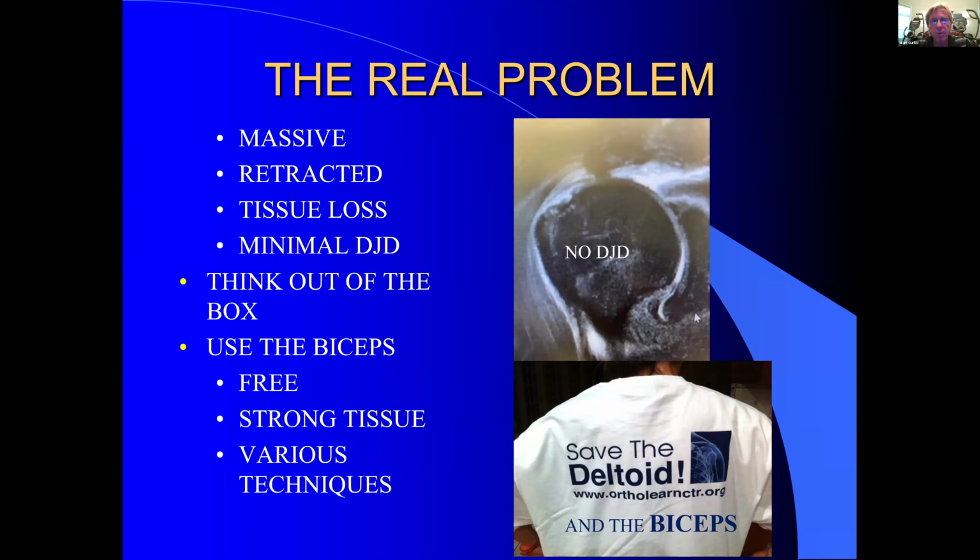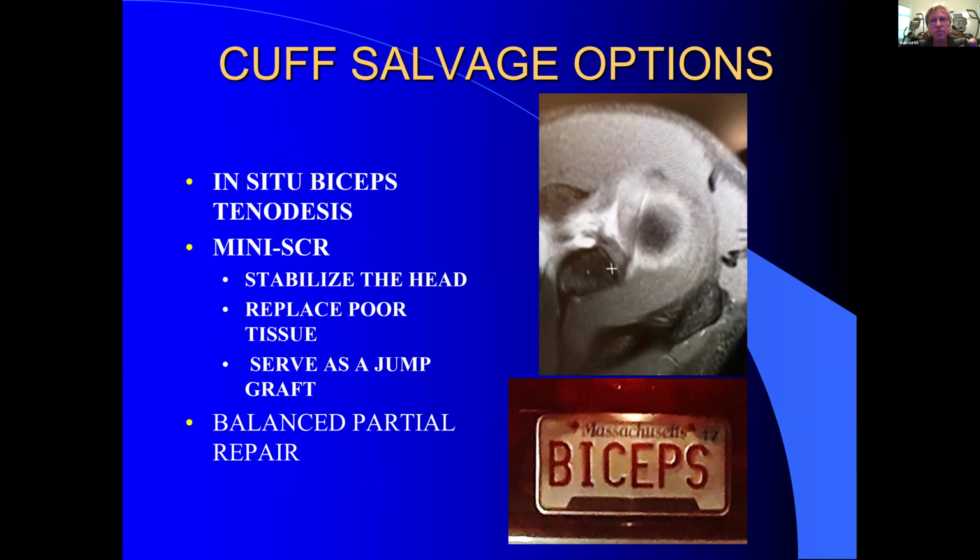So this is the real problem, and this will pick up the last few minutes here. Massive retracted tear, tissue loss, but no arthritis. And so what do you do here? This is what we've been doing. We've been using the biceps as a graft. Why? Because it's free, it's strong, and there's numerous ways to do it. And so cuff salvage options, inside to biceps tenodesis.